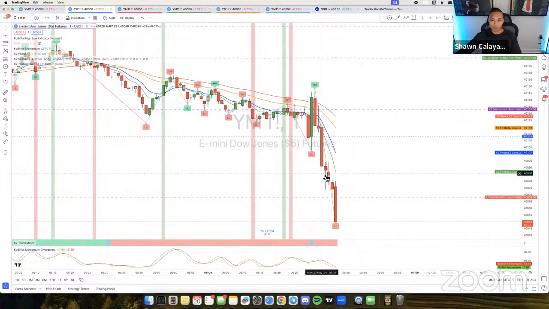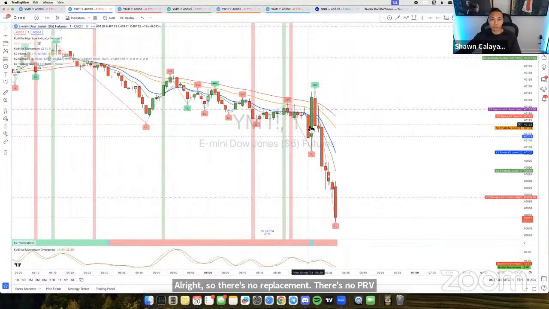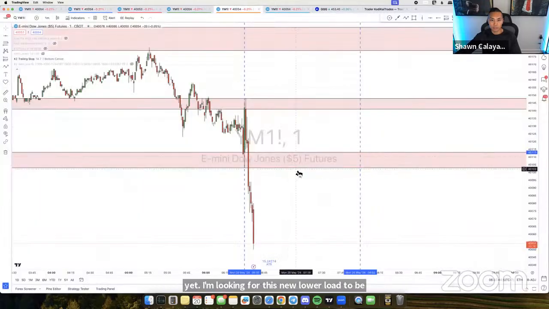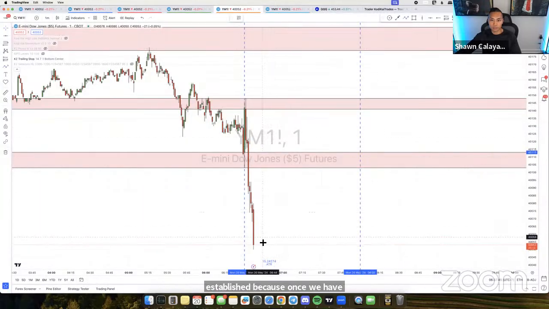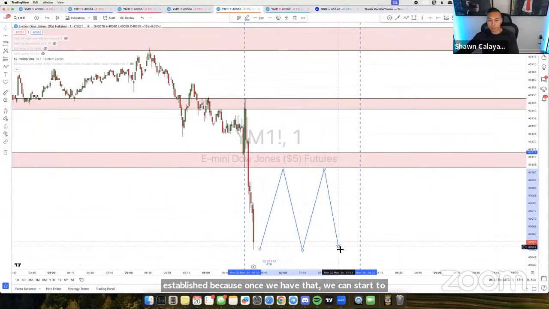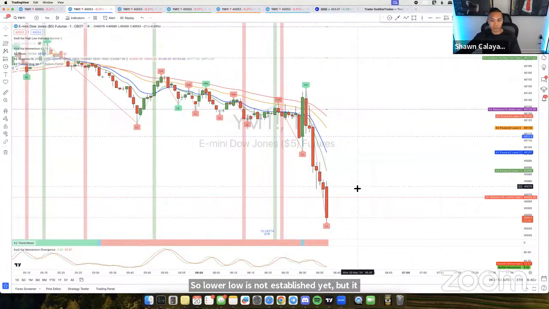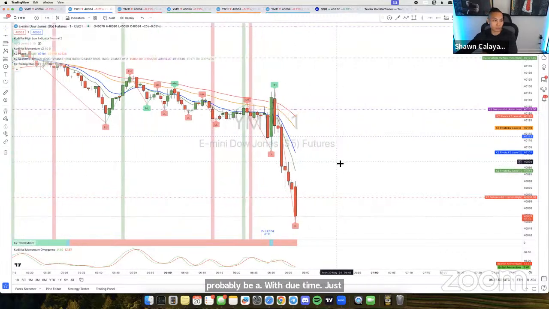All right, so there's no retracement. There's no PRV here yet. I'm looking for this new lower low to be established, because once we have that, we can start to find some sort of range between this middle area right here. So the lower low is not established yet, but it will probably be established in due time. It's just a matter of time until it does.